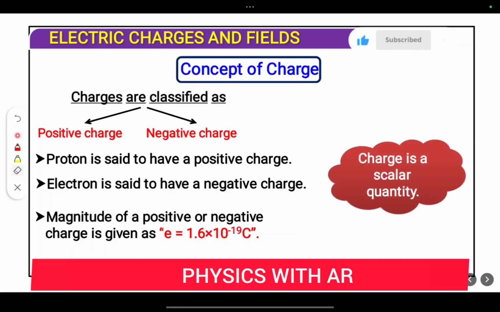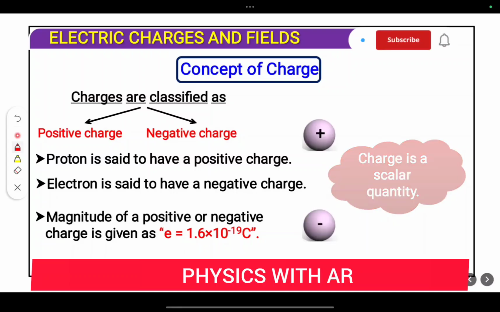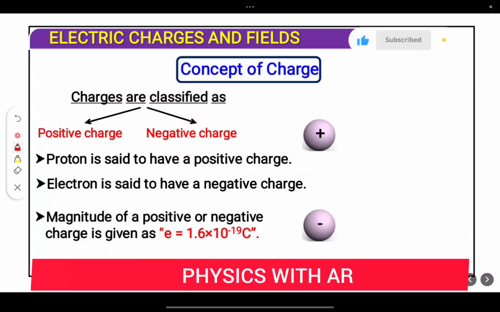Based on this, charge is a scalar quantity. It has only magnitude. That charge can be either positive or negative.